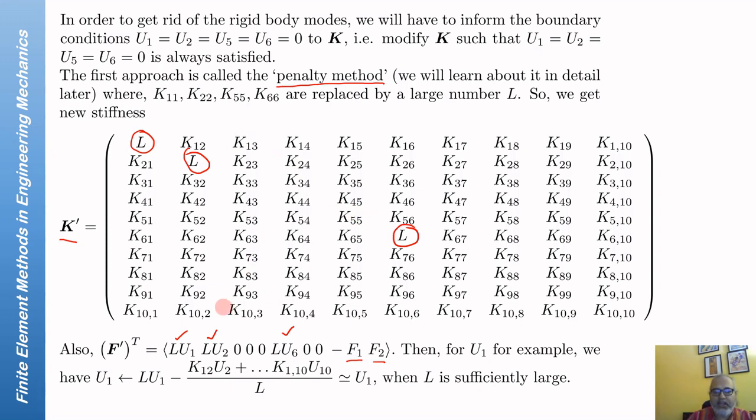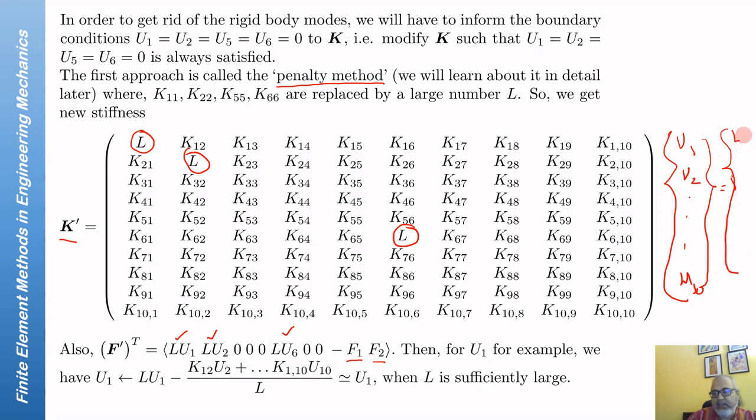Let us look at what happens to the first equation. So the first equation is multiplied by U, which starts from U1, U2, goes up to U10. Then it is equal to this new force F prime, which is LU1 here, LU2, then zeros, then LU6, and finally minus F1 and F2. So this is how the equation is.